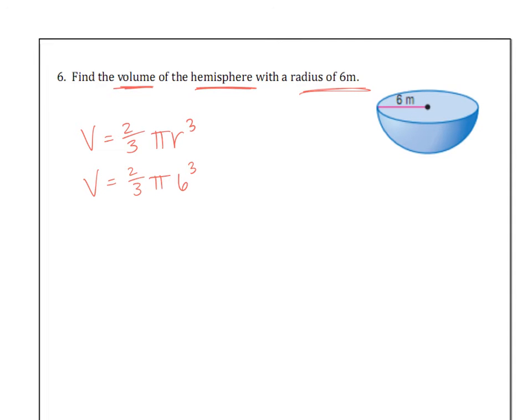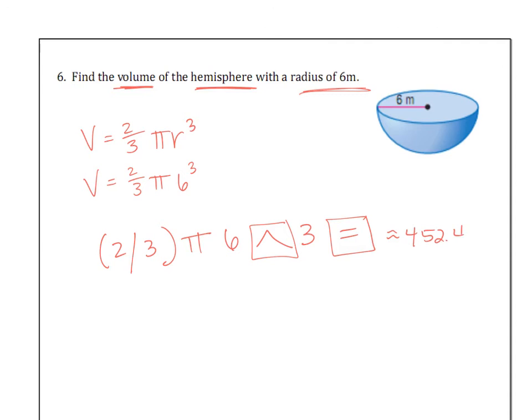When you type this into your calculator, you're going to need to use the caret button, which looks like an up arrow. So here's how I would type it in. I would go parenthesis 2 divided by 3, close the parenthesis. Then I would hit the pi button, and then I would go 6 raised to the 3rd equals. So this is a button, and this is a button, and that's how I would type it in. So please do practice typing that in. You should get approximately 452.4. This is a volume, so it's going to be meters cubed. Remember your cubic units for volume.